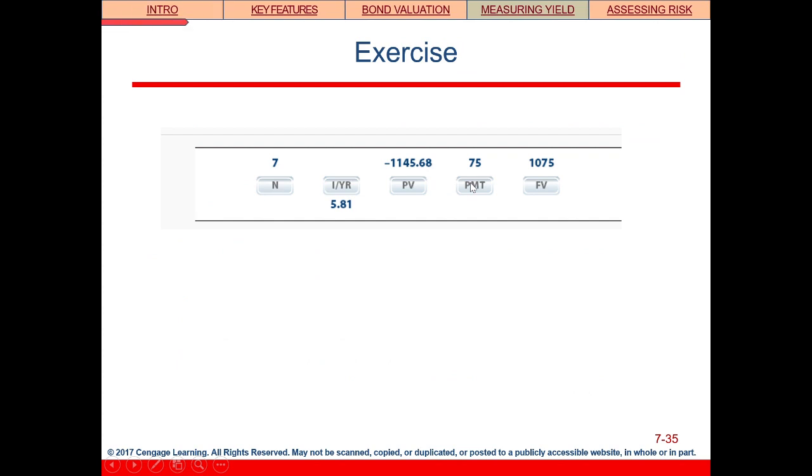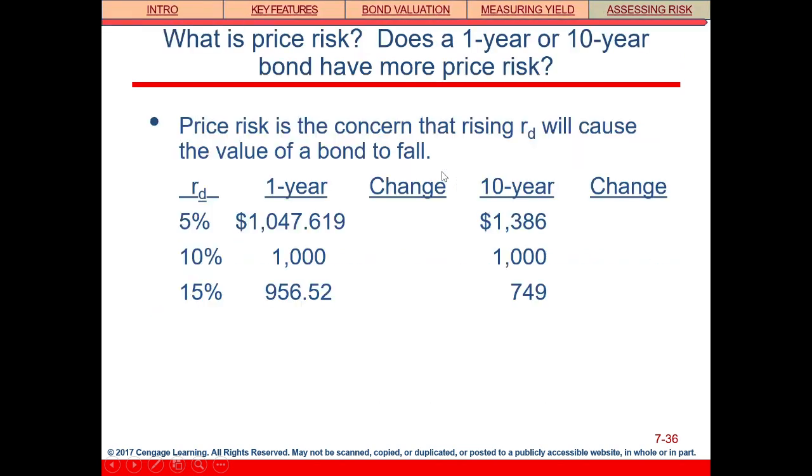Apart from the exercise, we also discussed what price risk is and the two factors that can influence it. Price risk is the concern that changing interest rates, especially rising interest rates, would cause the value of the bond to fall. If it rises, it's still volatility, but it's not really a risk because you're going to have capital gains. You're only worried about the situation when the price falls, right? So that's price risk. And we discussed there are two factors that could influence it.